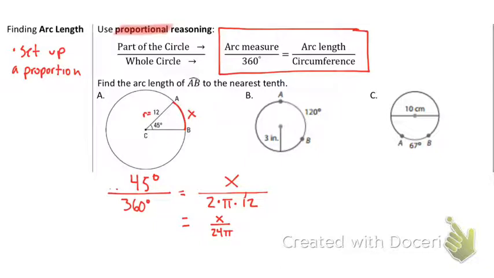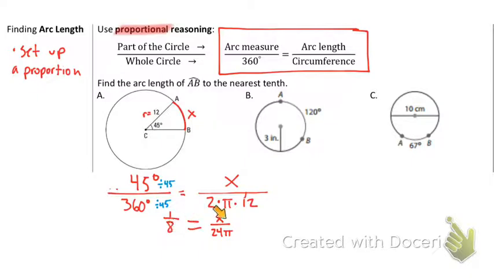So I know that this can be reduced by 45 on the top as well as the bottom. 45 divides the top and the bottom evenly. And if I do that, I get my new fraction of 1 over 8. Okay, so let me write this a little nicer. So now we have this proportion: 1/8 equal to x over 24 pi. And we can now cross multiply to solve.